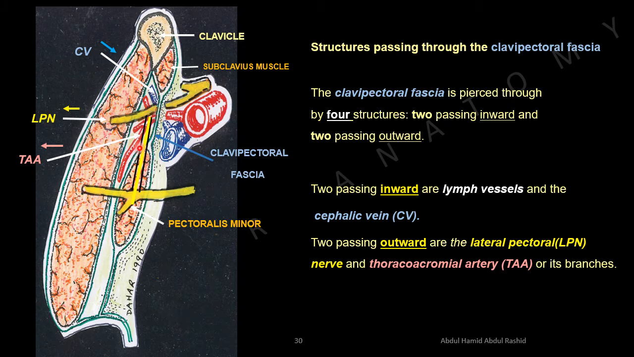The clavipectoral fascia is pierced by 4 structures, 2 passing inward and 2 passing outward. The 2 passing inward are lymph vessels and the cephalic vein. This is the cephalic vein, which is coming inward. And the 2 passing outward are the lateral pectoral nerve, LPN, and the thoracoacromial artery, TAA. So lymph vessels and the cephalic vein will go in through the fascia, and the lateral pectoral nerve and thoracoacromial artery will come out through the clavipectoral fascia.